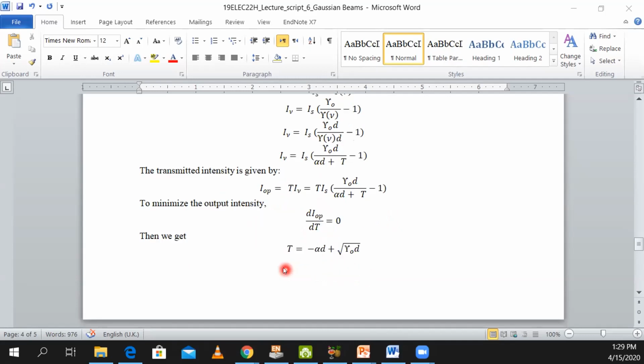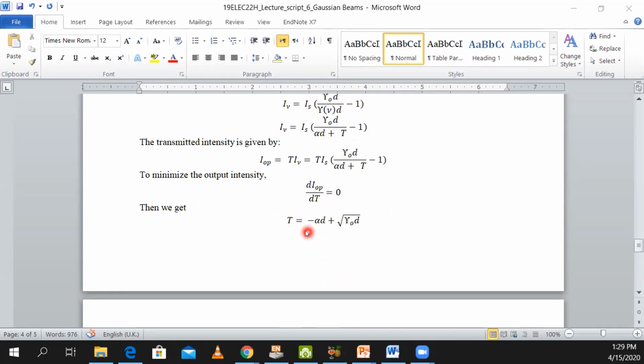Then I will get this equation, which is T equals minus alpha D plus root alpha D times gamma naught D. So if the transmission value is equal to this value, then you are maximizing the output intensity coming from the cavity by this equation. This is a very simple mathematical issue.